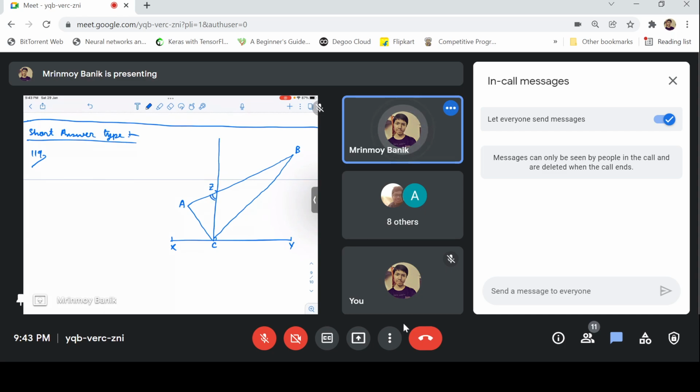So CZ is perpendicular to XY, and the ratio of the lengths AZ to ZB is 1:2, and the angle ACX is alpha. This is called alpha. This is called beta. Find the expression for the angle AZC. So we have to find AZC in terms of alpha and beta.